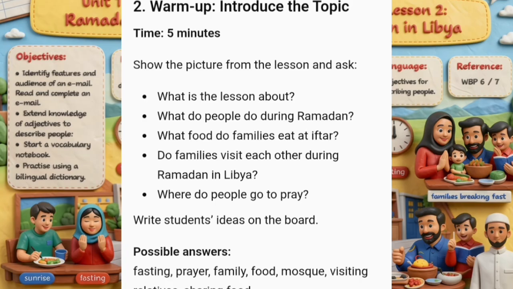Step 2. Warm up. Introduce the topic. Show the picture from the lesson and ask, what's the lesson about? What do people do during Ramadan? What food do families eat at iftar? So all these questions you should ask your students and then show them a video just to summarize all the answers to these questions.